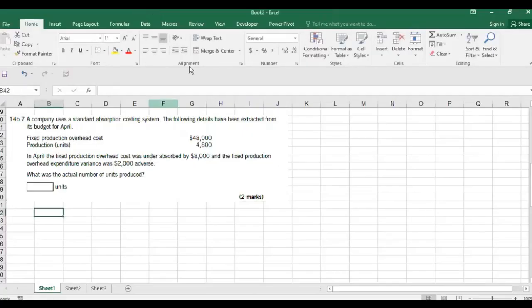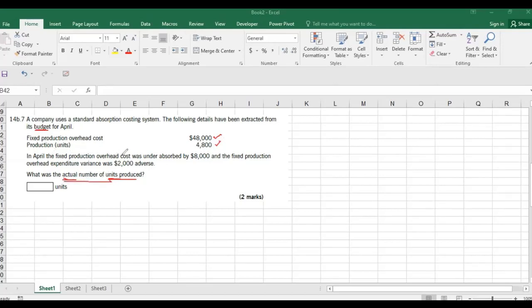14b7, what was the actual number of units produced? A company uses a standard absorption costing system. The following details have been extracted from its budget for April. Fixed production overhead cost 48,000. Production units 4,800. So this is your budget, and your budgeted production was 4,800 units. You plan to make 4,800, but they ask you how much did you make.